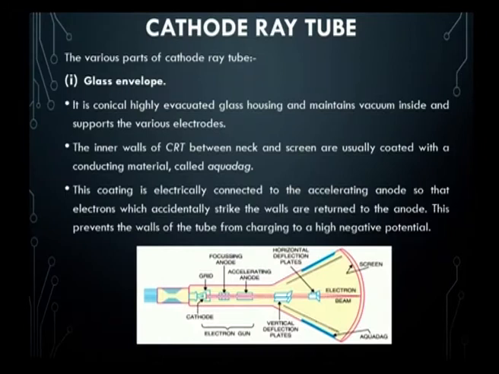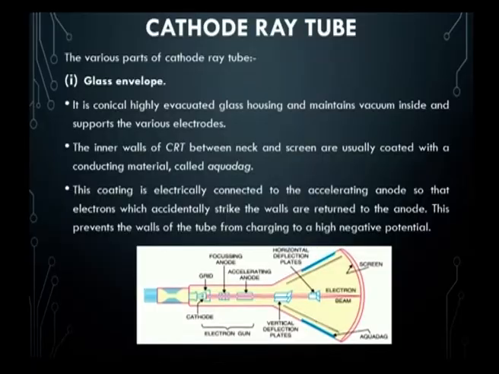This all depends on the material that we are going to use in a fluorescent screen. So, these are the basic things that we need to know about the CRO. The next thing that we need to know is the cathode ray tube. The cathode ray tube is like the heart of the CRO, or cathode ray oscilloscope.